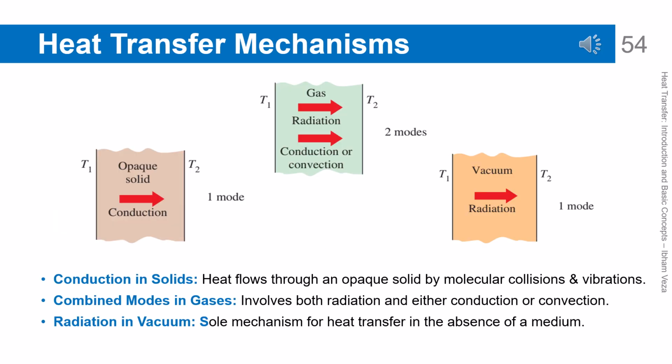Heat transfer mechanisms. In solids, conduction is the primary mechanism of heat transfer. In gases, heat transfer can occur through a combination of conduction, convection, and radiation. In a vacuum, the only possible mechanism is radiation. This shows that the medium strongly determines how thermal energy is transferred. This understanding is important for analyzing systems under different environmental conditions.